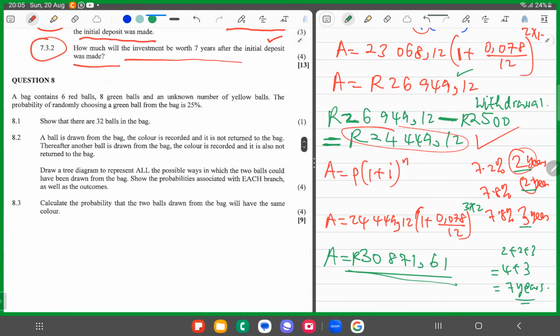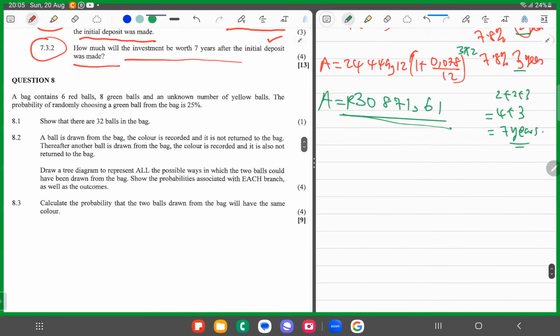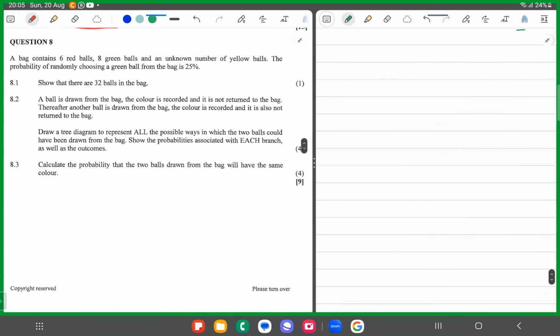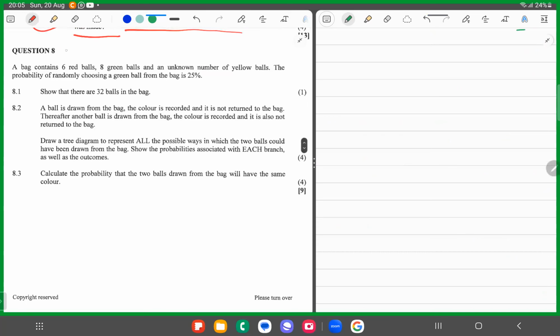The next thing is about probability calculations. Let's enjoy some probability calculations. So we're going to be looking at question 8 about probability. Okay, probability. Question 8.1.